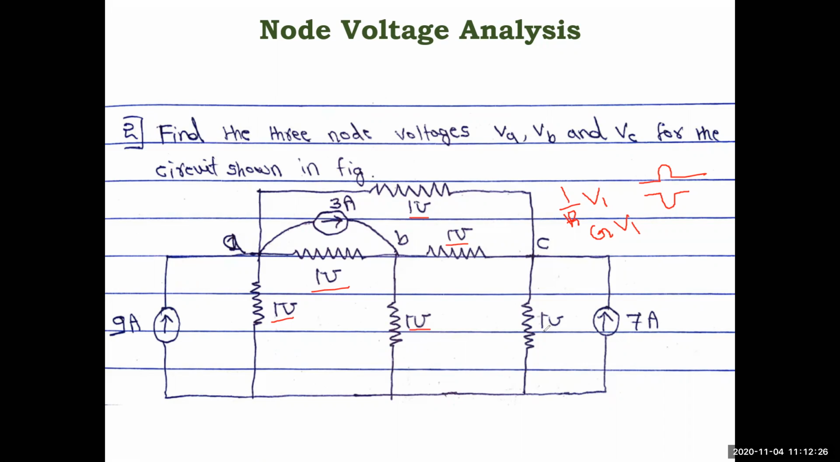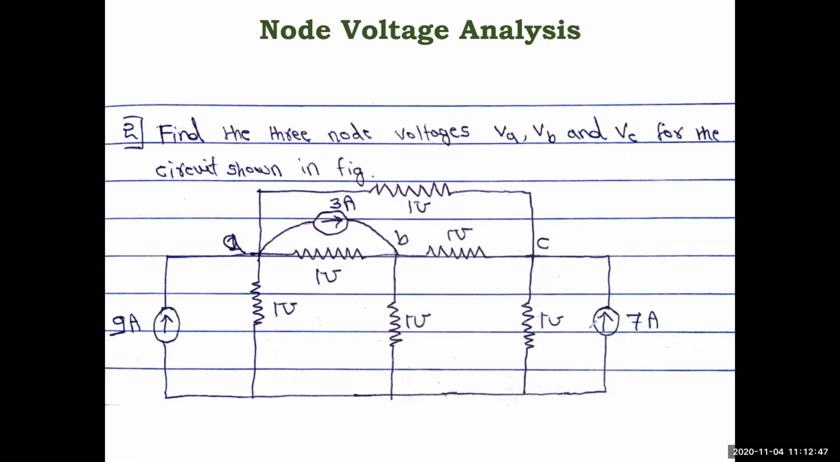So you should not take the reciprocal when you are writing the node equation. Do not consider it as a reciprocal, but consider it straight away as G into V1, G into V2. With respect to that you have to do it. So this is another problem, that's why I took this example. You may not say that you have not done such types of problems.